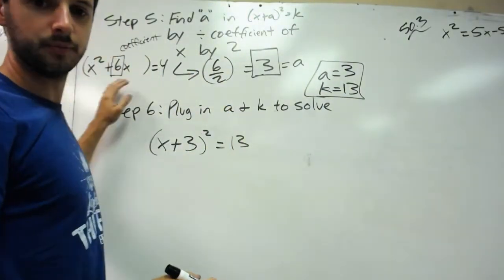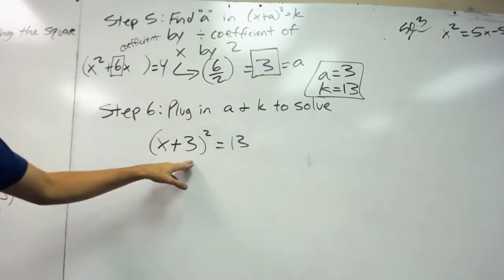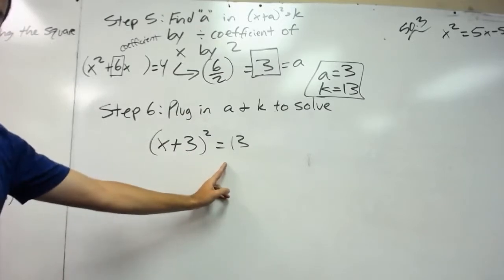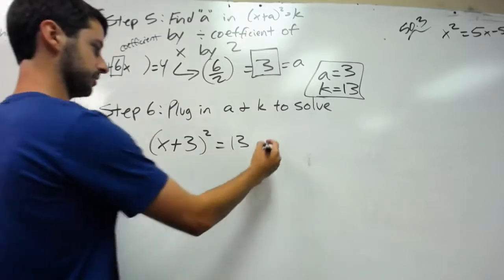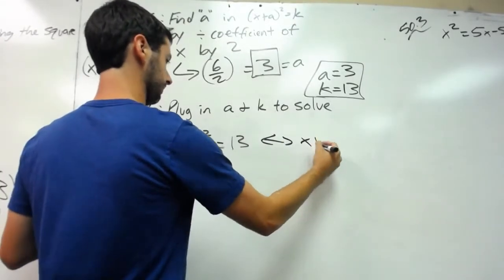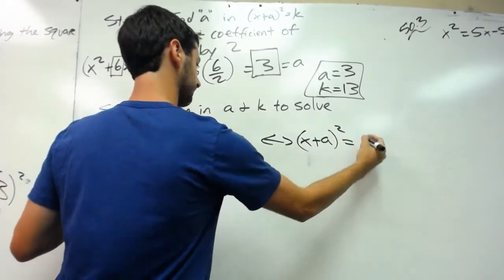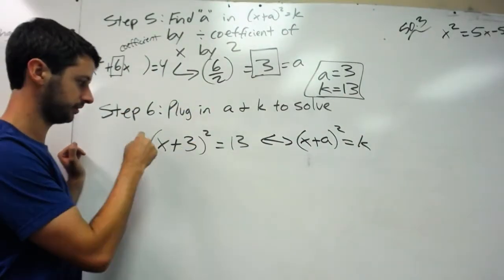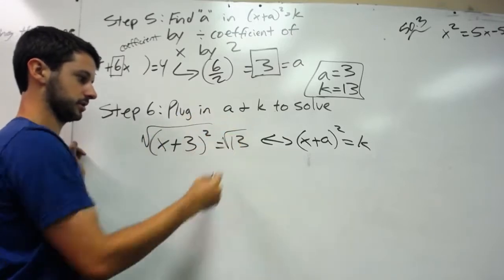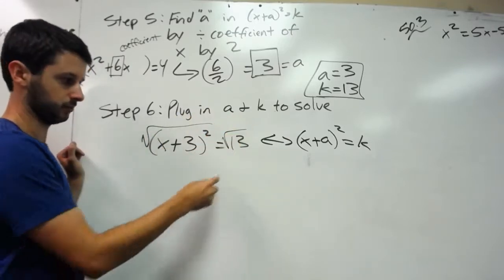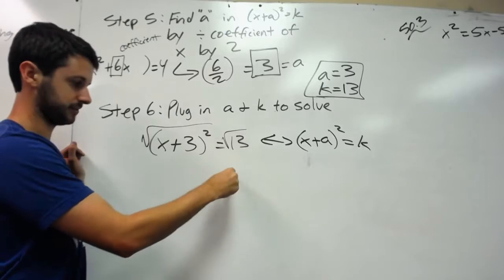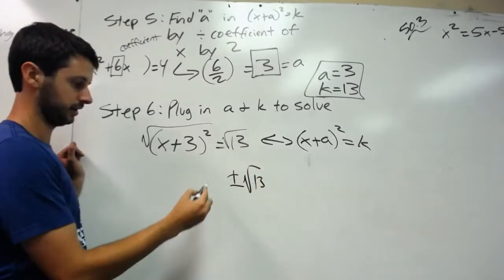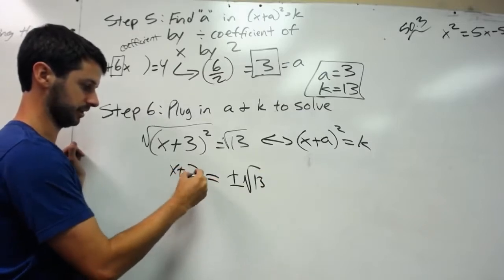So now we can plug those in and solve. So put 3 in for A and 13 in for K. Remember, this is our formula. And now we solve. We've done this kind of solving before. If you have the squared, we square root it. Square root both sides. Remember, if we square root this, that becomes a plus or minus square root of 13, and that equals x plus 3.